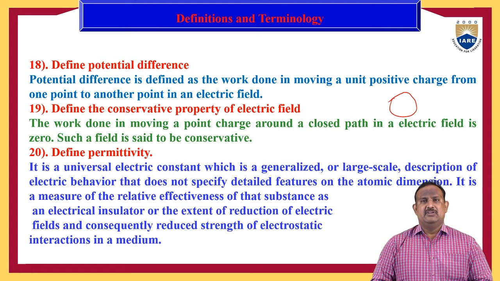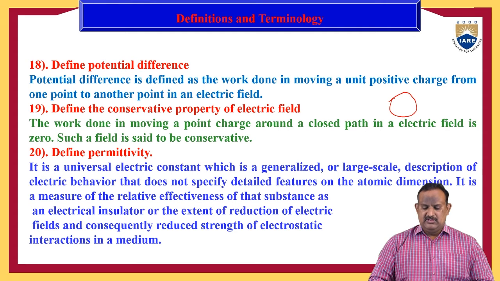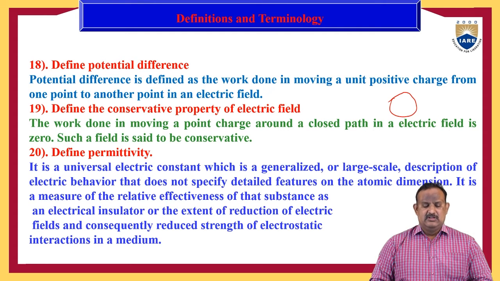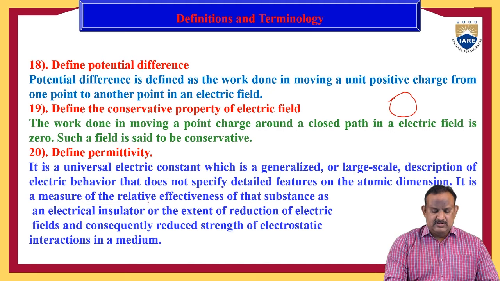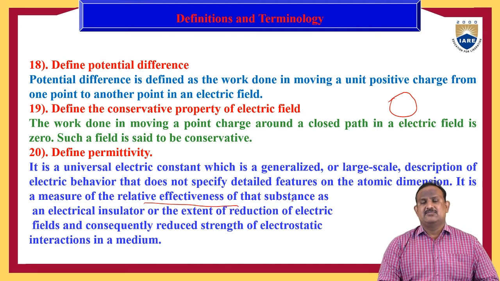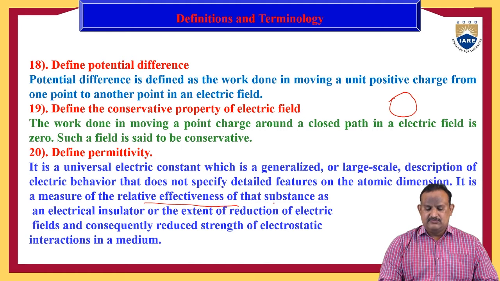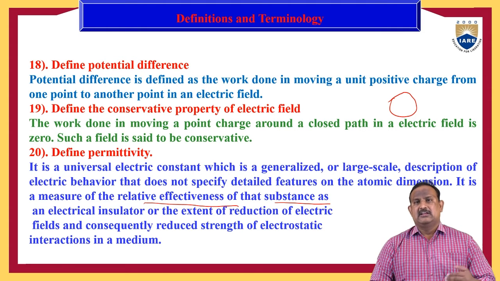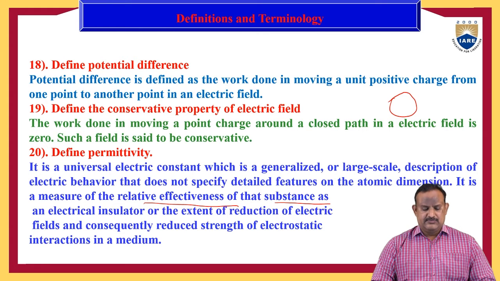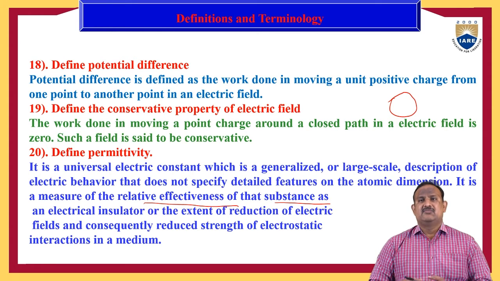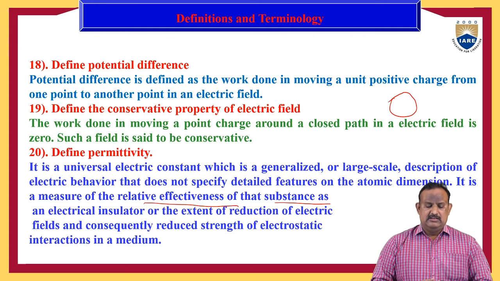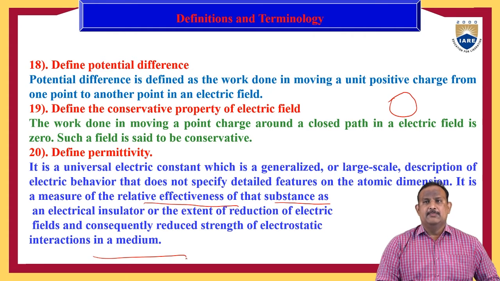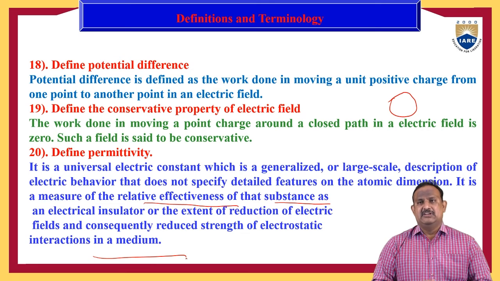So define permittivity. It is a measure of the relative effectiveness of a substance as an electrical insulator, or the extent of reduction of electric fields and consequently reduced strength of electrostatic interactions in a medium, which is known as the permittivity.